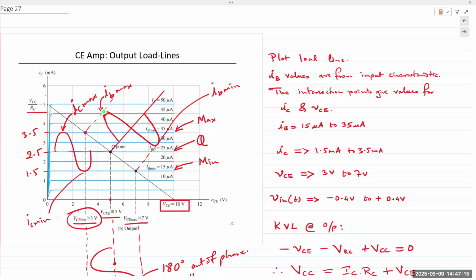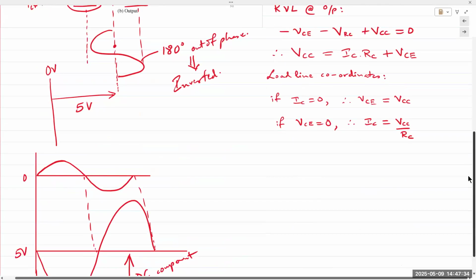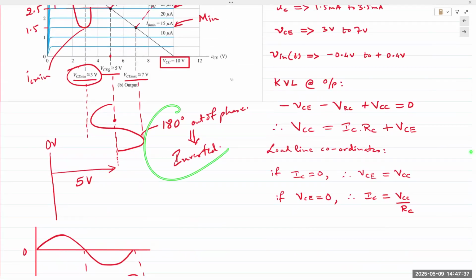So if the input voltage increases, meaning VBE increases, then IB increases. When IB increases, IC increases, but when IC increases, your VCE decreases. That's inversely proportional. Hence, you obtain a waveform that is 180 degrees out of phase with the input signal, or as we say, it's an inverting amplifier. And that's the reason we get an inverted output.